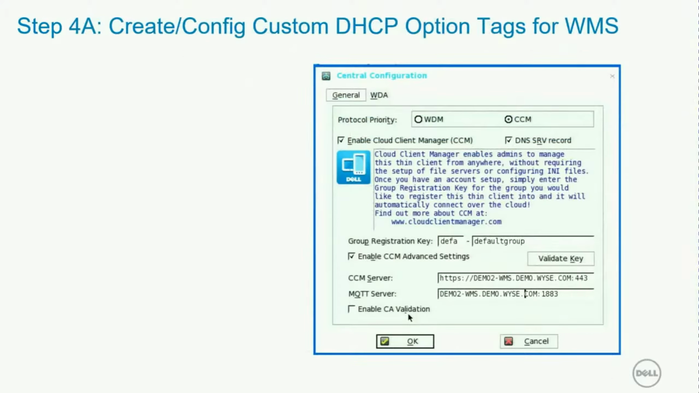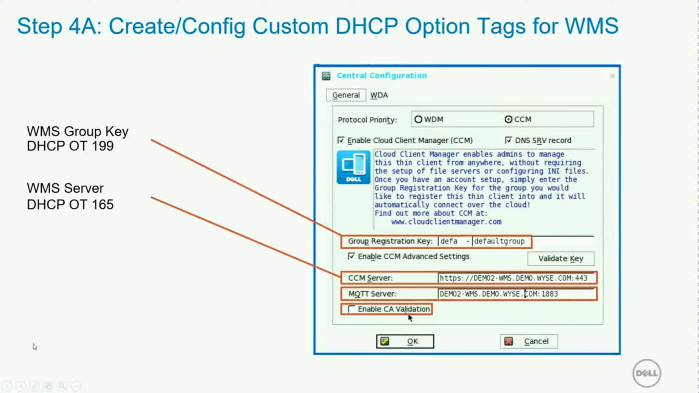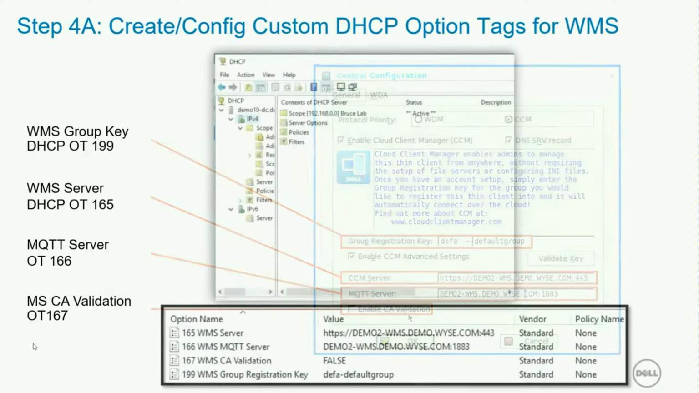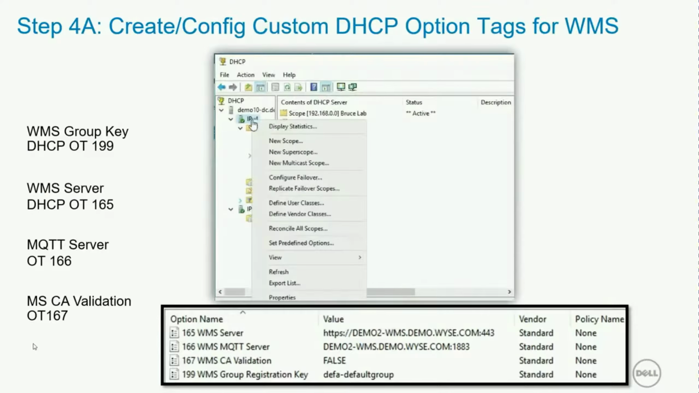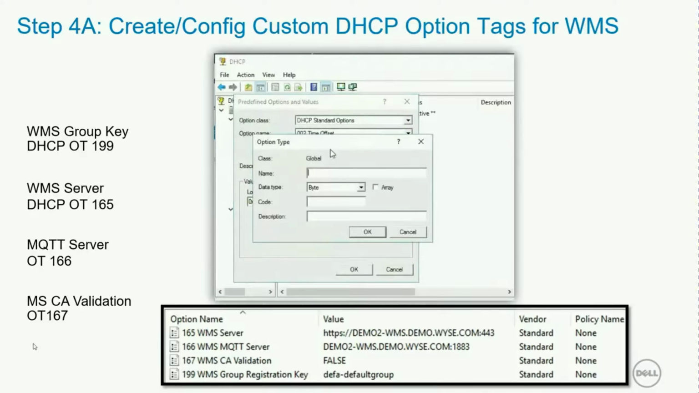Now let's move on to step 4A, and we're going to create and configure the custom DHCP option tags for the Wyse Management Server. Here you can see on the device the settings that we need to specify. We're going to use option tags. For the group registration key, we're going to use custom option tag 199. For the server, option tag 165, MQTT server 166, and the CA validation status with option tag 167. Here you can see in DNS what I need to do: I go into set predefined options, then I click on add, and I'll add them in order.